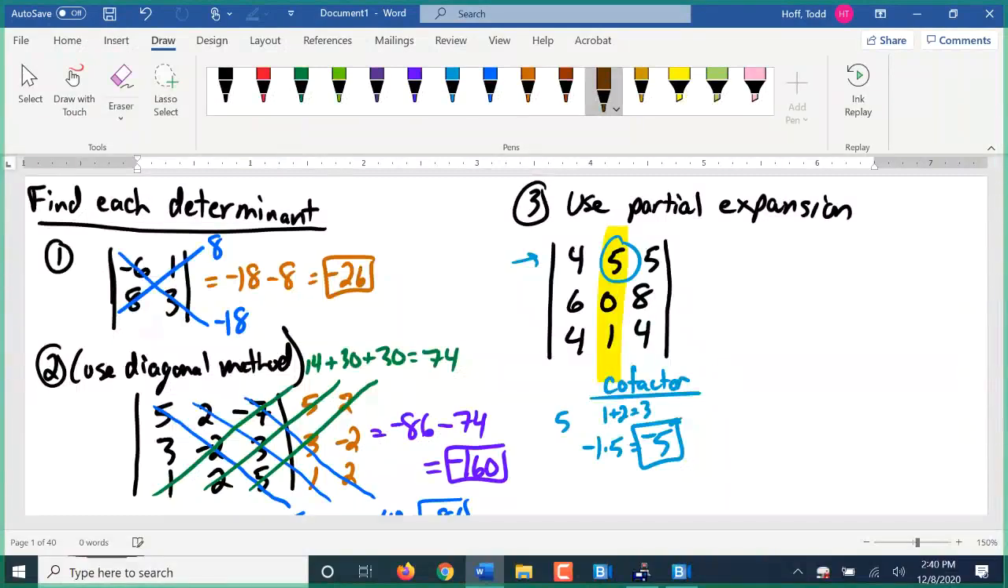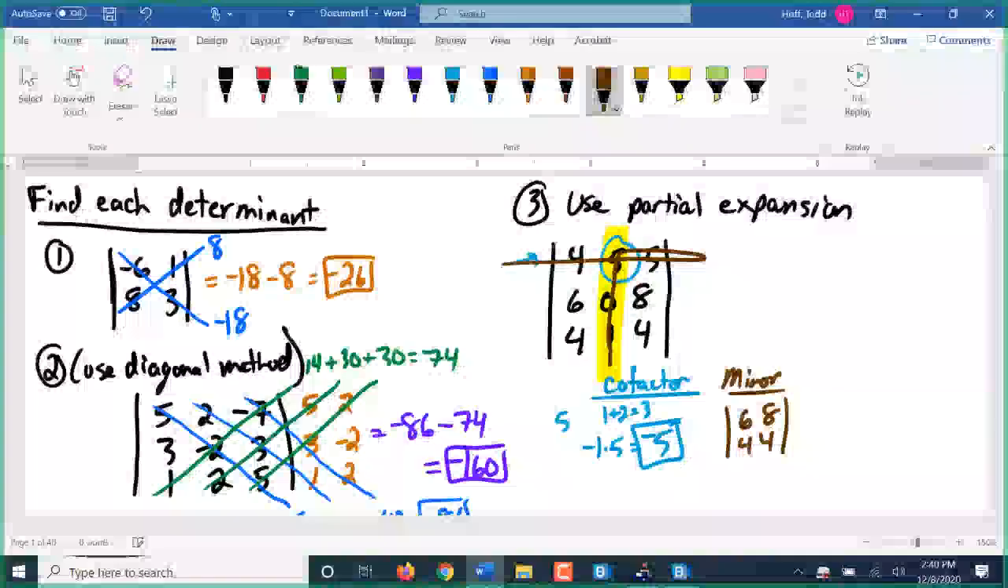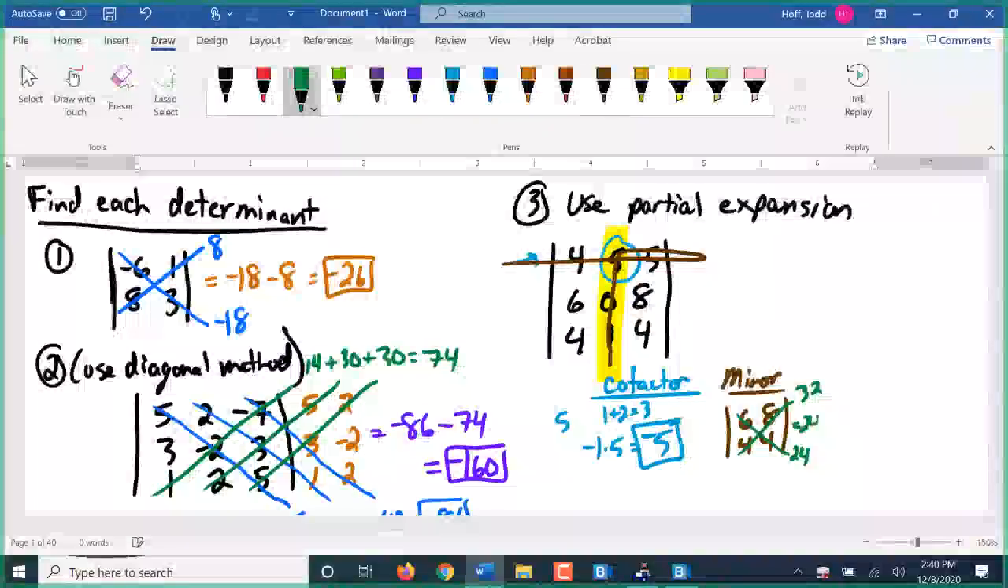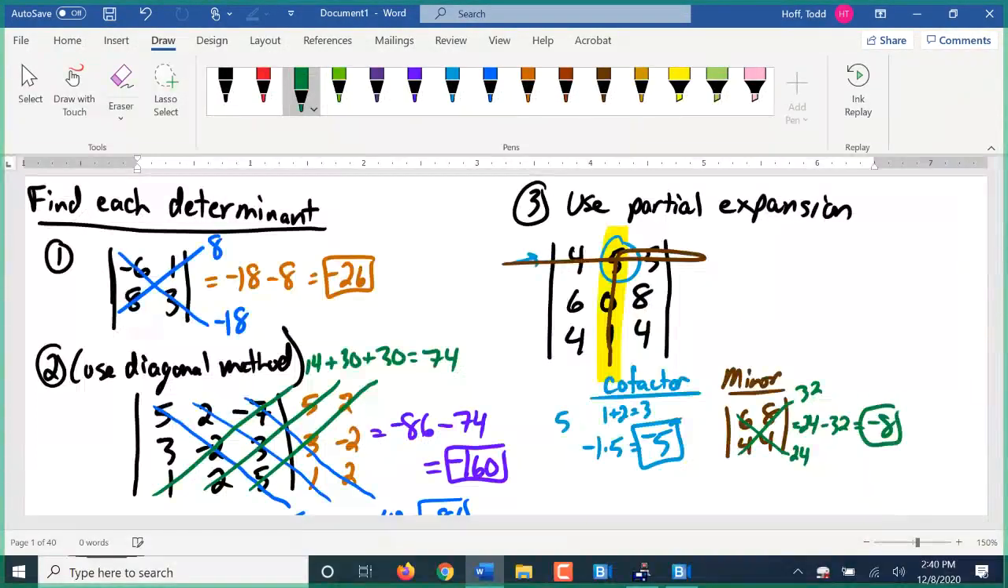The minor. Cross out that row and column. It's 6, 8, 4, 4. 6 times 4 is 24. 4 times 8 is 32. 24 minus 32 is a -8. That is the determinant of my minor. I multiply -5 times -8, I get a positive 40 as my partial.